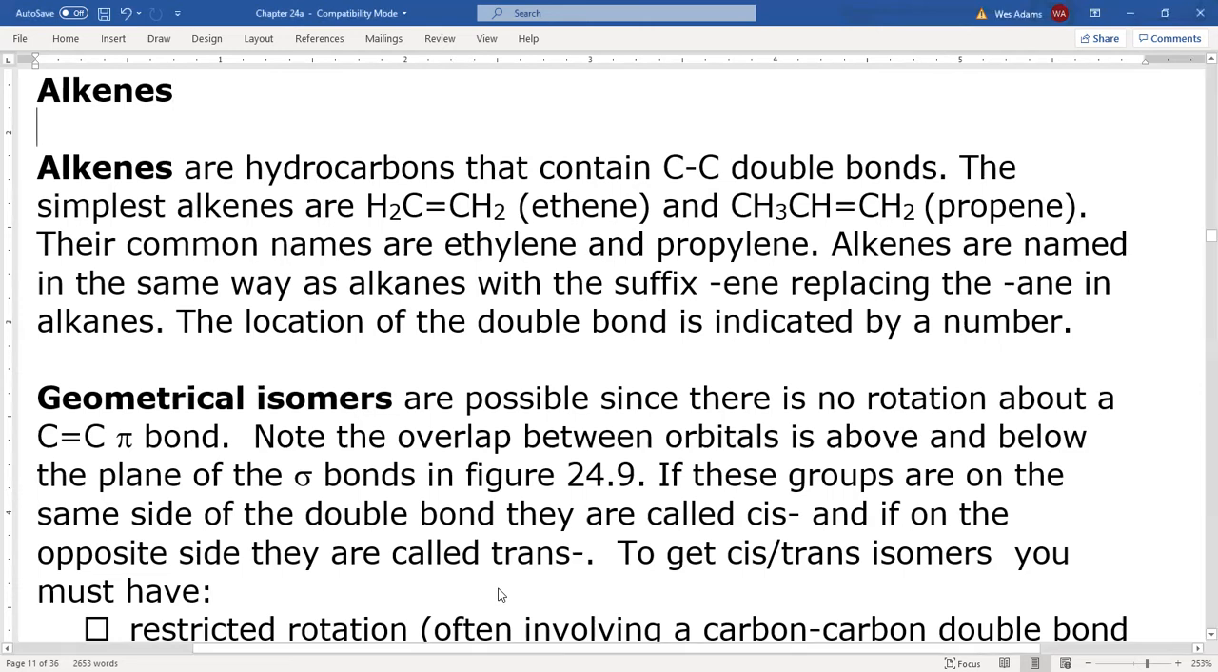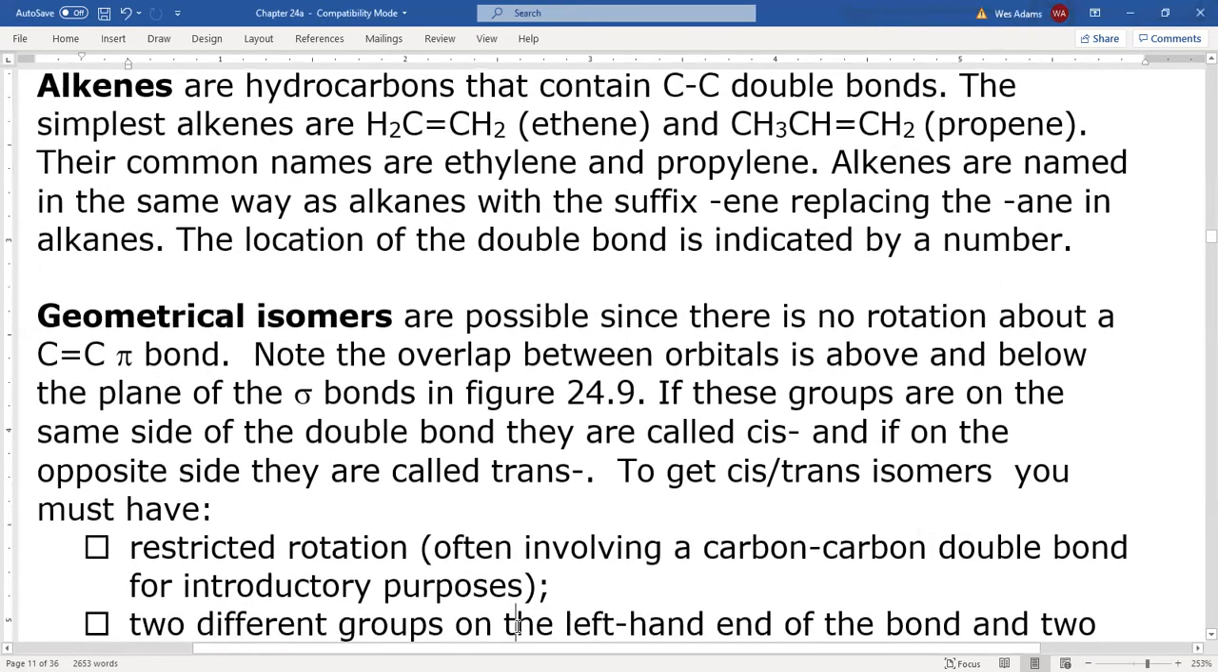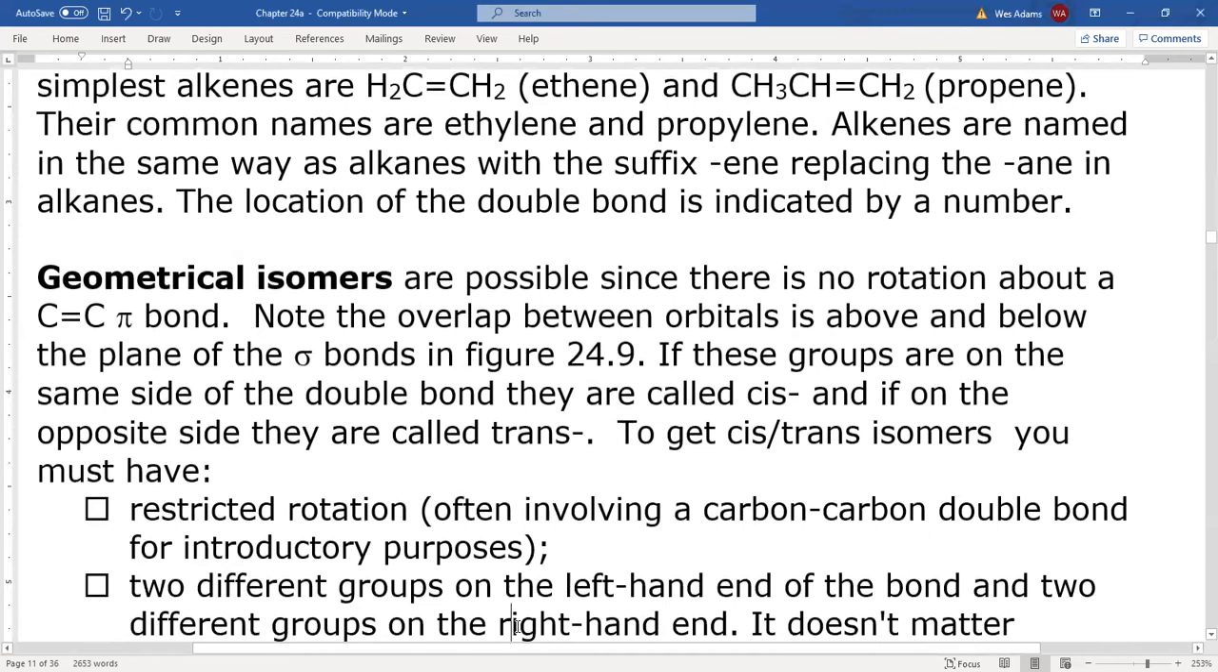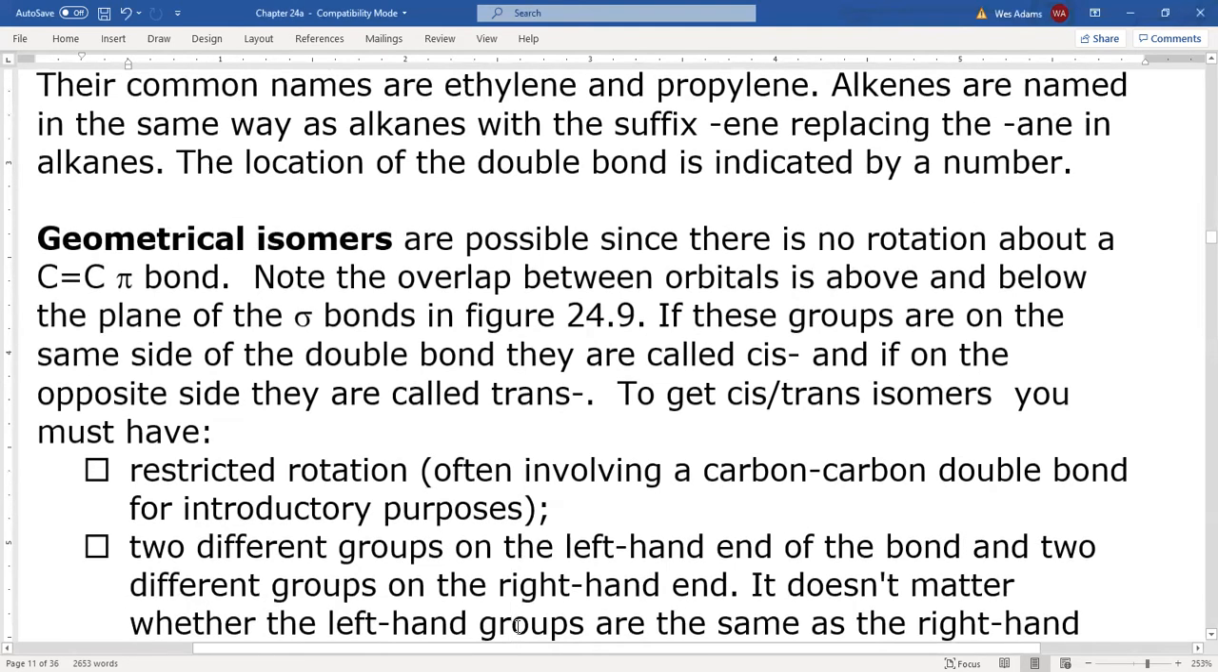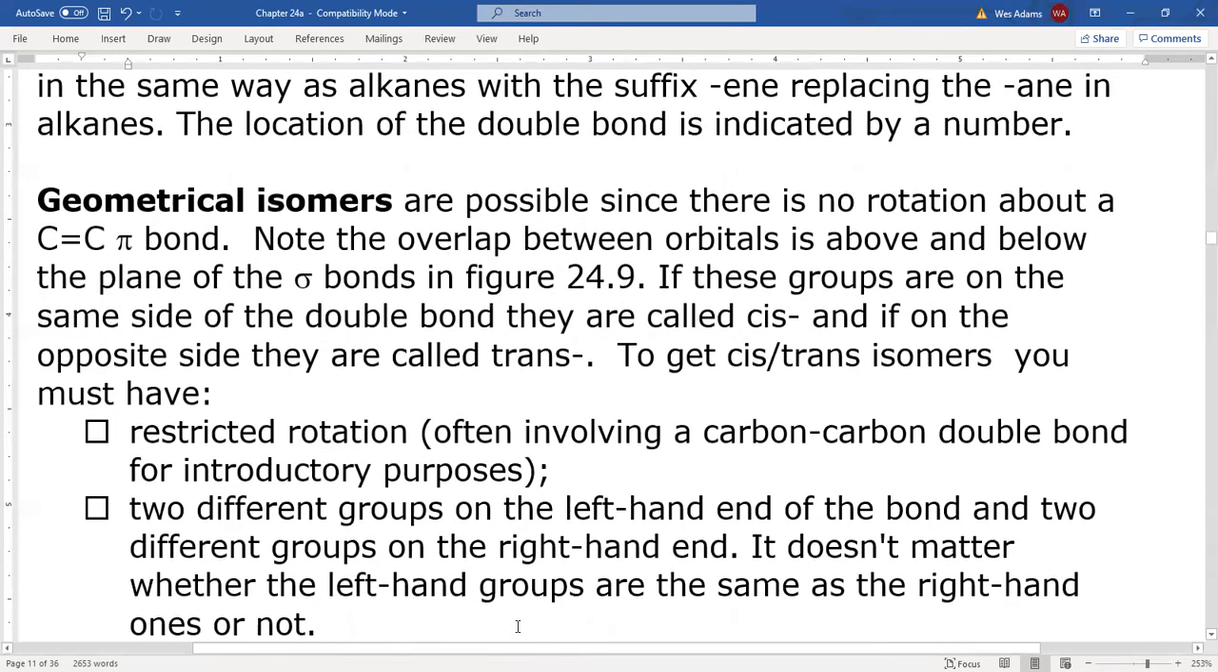So, the reason it works is you have what they call restricted rotation. You can't rotate. And the two groups on the left-hand end of the bond and two groups on the right-hand end, it doesn't matter really as long as you're looking at the same side or the opposite side. So it doesn't matter whether they're both on, let's say, the left or the right or the top or the bottom, or depending on how the molecule's oriented.